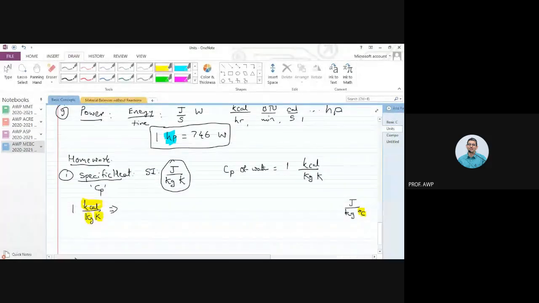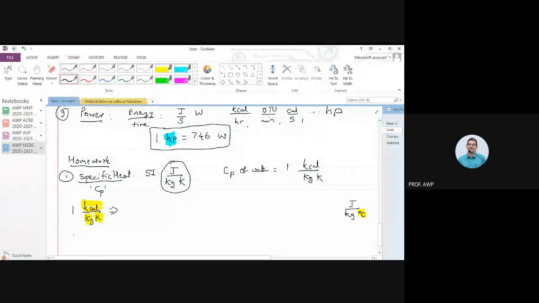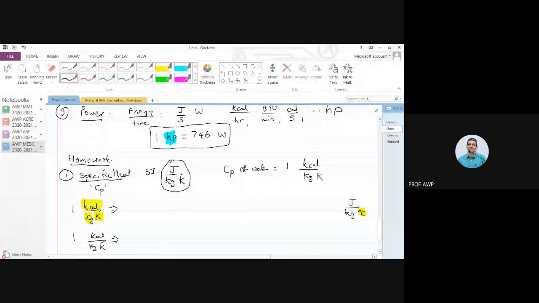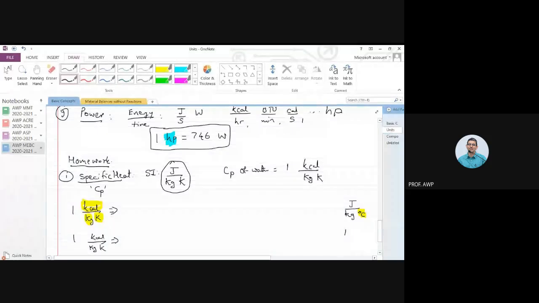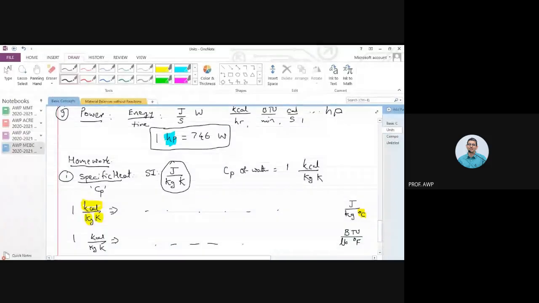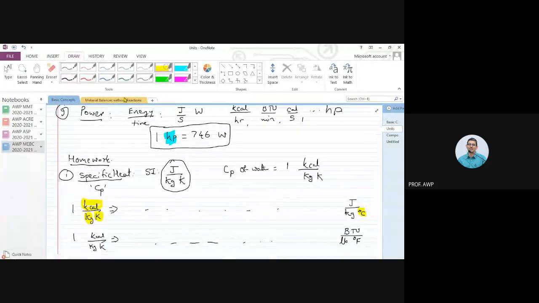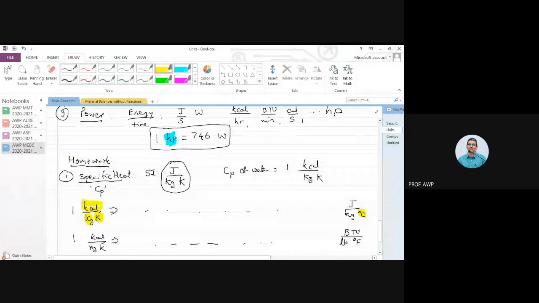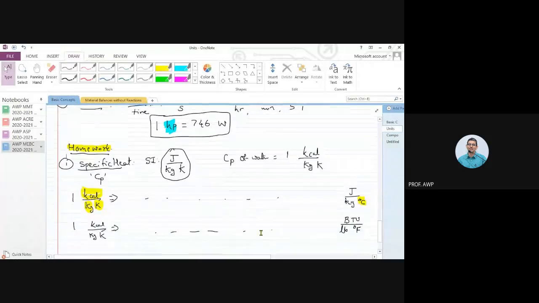Another thing I would like you to convert is 1 kilocalories per kg Kelvin into another set of unit, let's say BTU per pound per degree Fahrenheit. Specific heat of water. So convert this, that's your homework. And you can always check your answer with Google, specific heat of water.